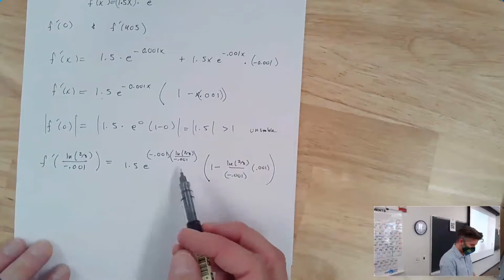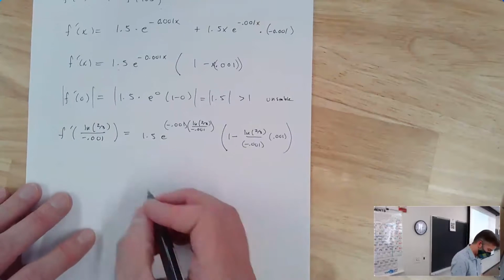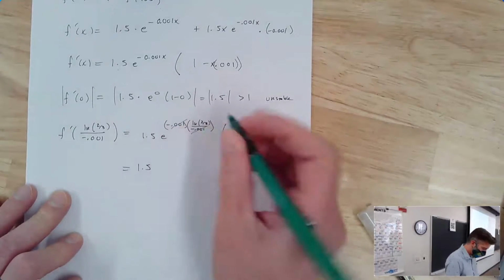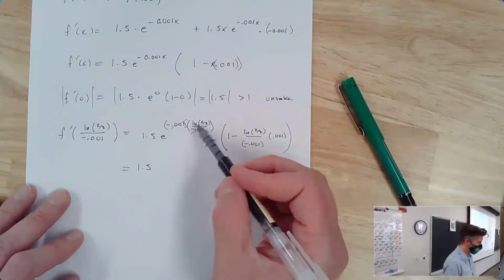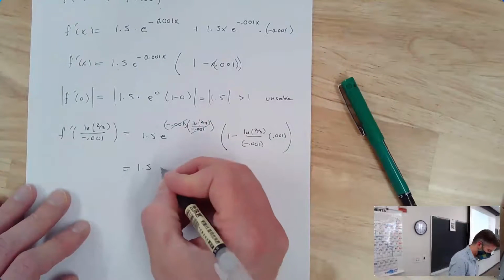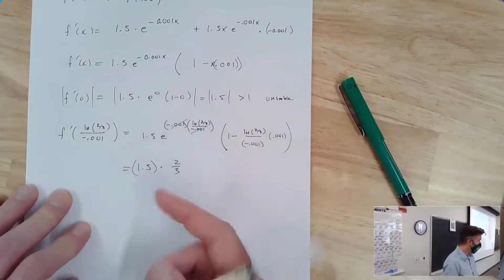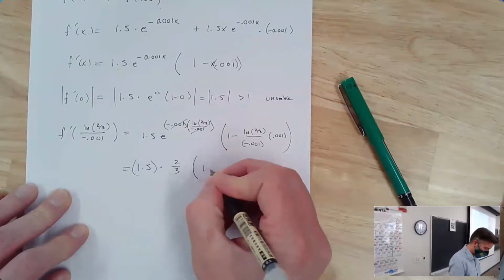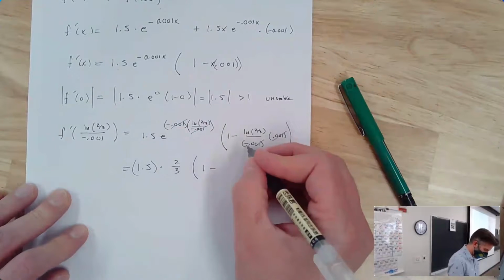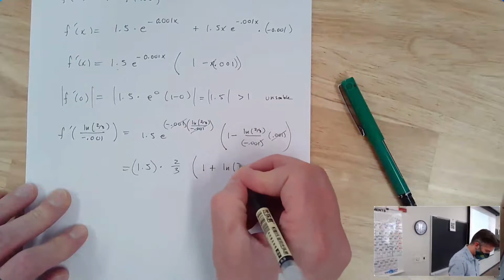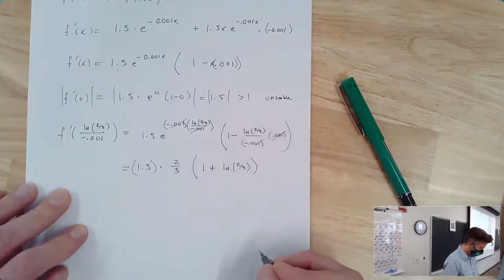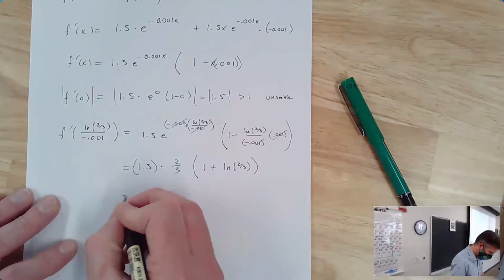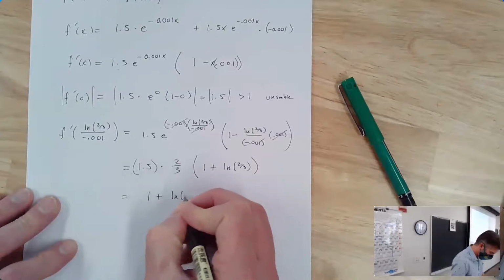So here's what we've got. These cancel. And what's e to the natural log of 2/3? 2/3. So that's going to be 1, right? 1.5 times 2/3 is 1, times 1 minus, these cancel, except it changes the sign, to 1 plus the natural log of 2/3. So this is right. I end up getting 1 plus the natural log of 2/3.